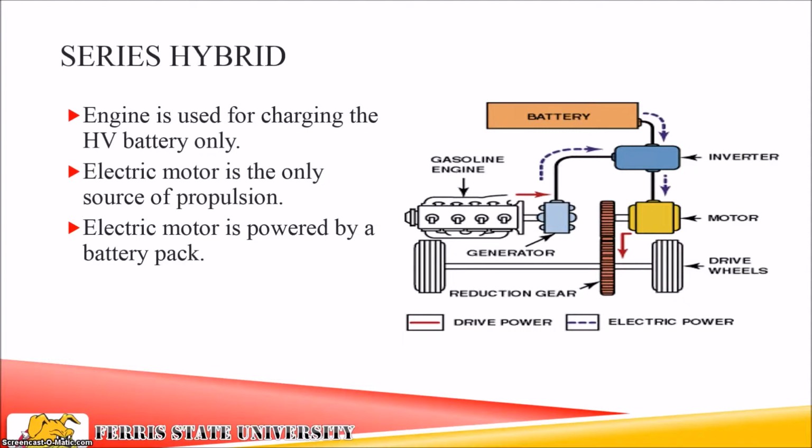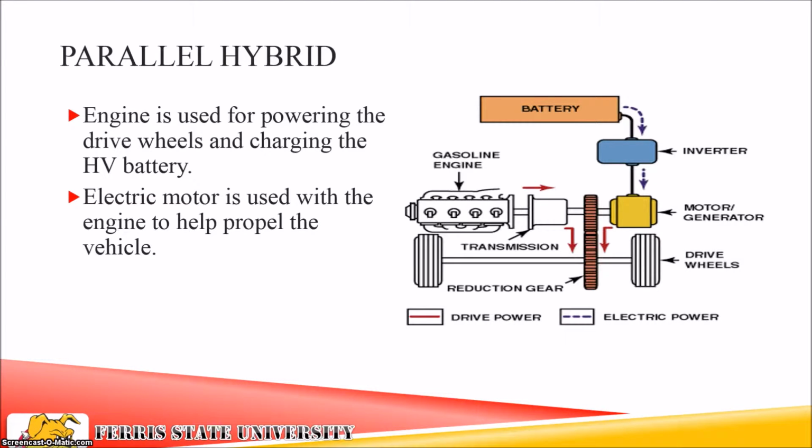Now when we break into the types of the hybrids, one of the early types is the series hybrid. The engine is used for charging the high voltage battery only. There is no physical connection between the gasoline engine and the drive wheel. The electric motor is the only source of propulsion, and the electric motor is powered by a battery pack which is charged by the generator through the inverter. The generator creates AC voltage, goes to the inverter, which changes that from AC voltage to DC voltage to be stored inside the battery.